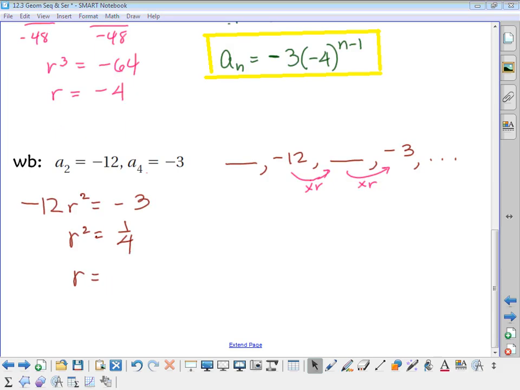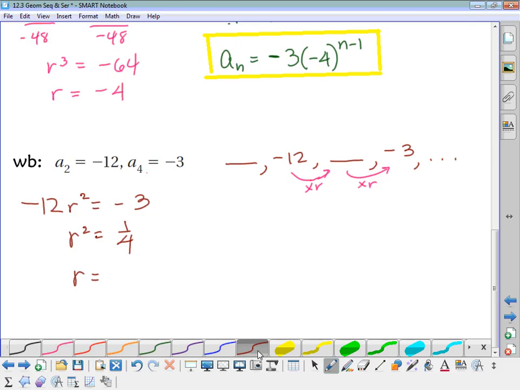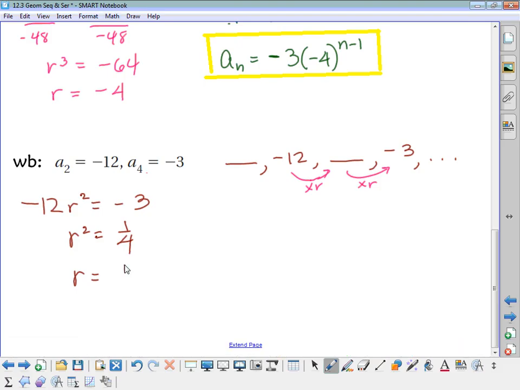Okay, so if r squared is 1/4, what does the ratio have to be? 1/2. Could it be a positive or a negative 1/2? It could. It could actually be either one. So it just depends on what your situation is. So if I make r equal to a positive 1/2 and work backwards, what's the opposite of multiplying by 1/2?